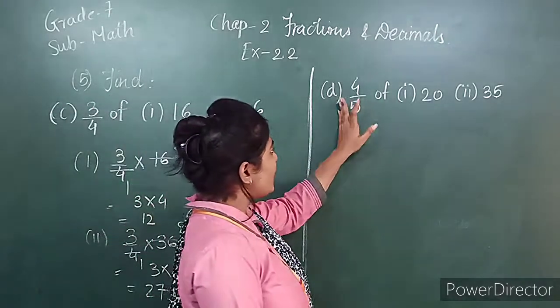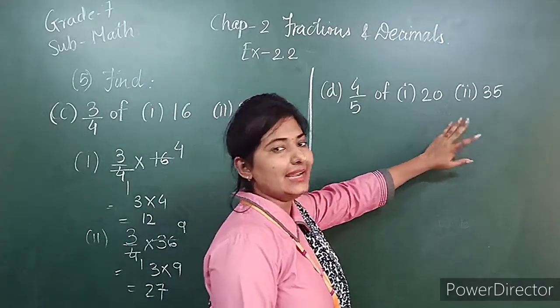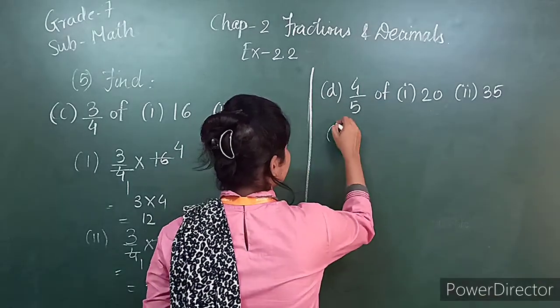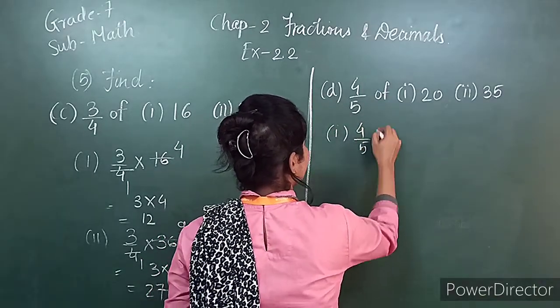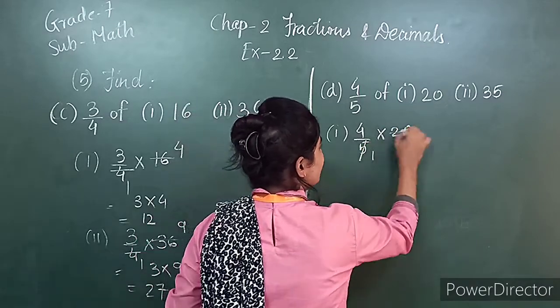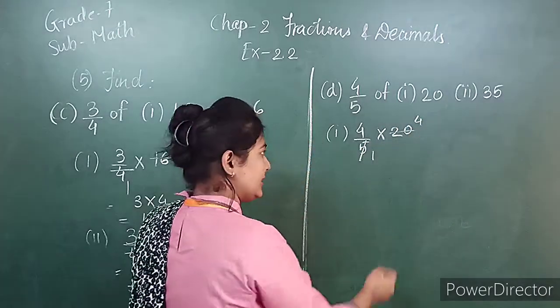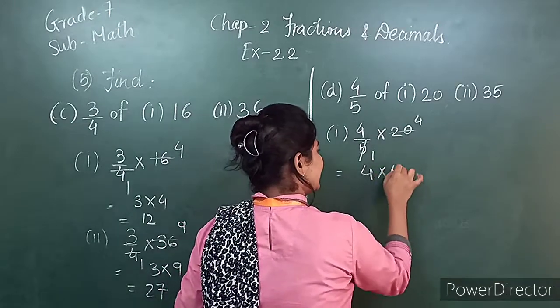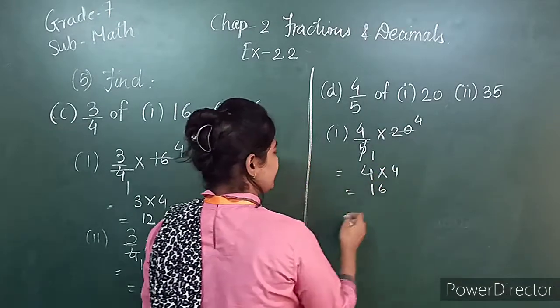Now the 4 upon 5 of 20 and 35. So here the first one, 4 upon 5 of 20, it means into 20. 5 ones are 5, 5 4s are 20. So 4 4s are 16.